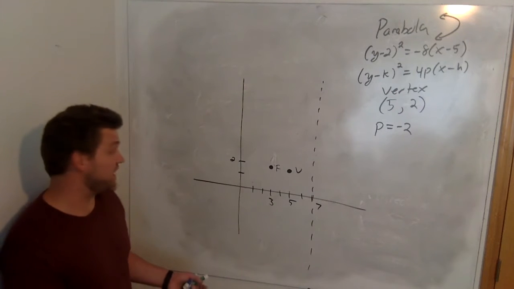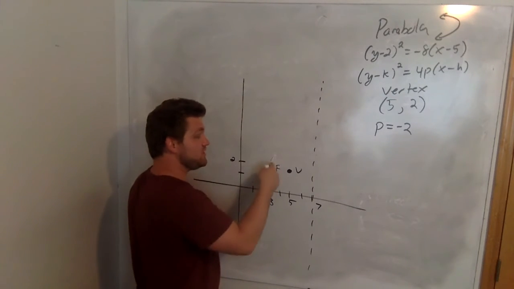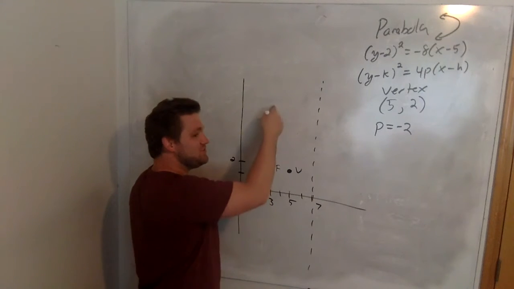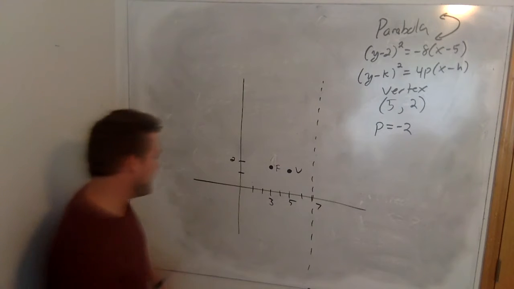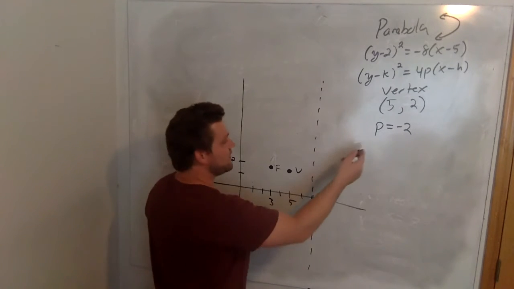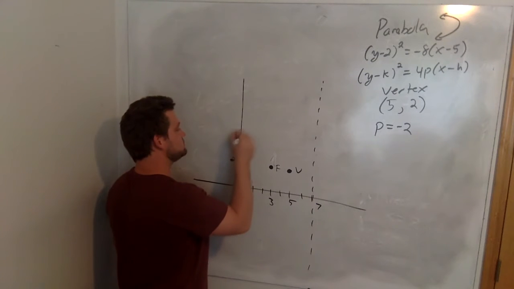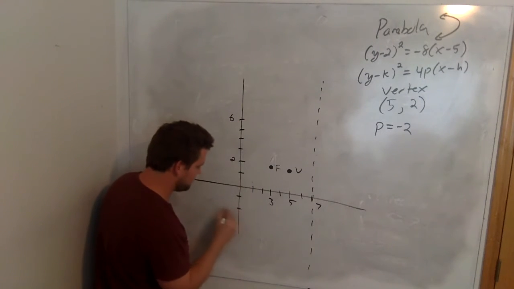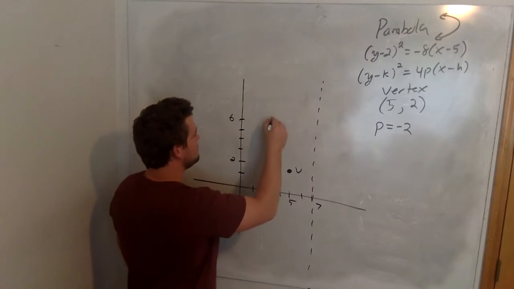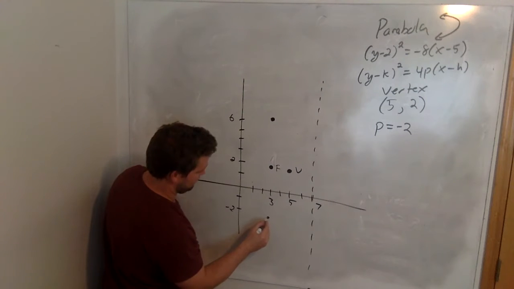Okay, so to figure out the width, remember that we want to think about the length of the focal diameter. We start at the focus and we'll go this way 2p units and this way 2p units. And when I'm saying p, I mean absolute value. So the absolute value of 2p will be 4. We'll go up 4 units, so that'll be 6. We'll go down 4 units, so -2. So this will be a point on our parabola, and this will be another point on our parabola.